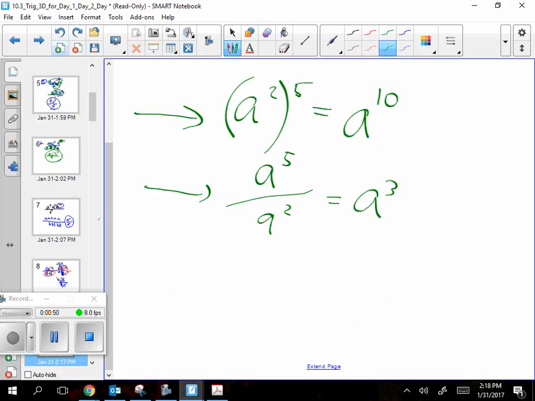And what if it's upside down, a to the second over a to the fifth? Then it will be a to the negative third. But then it's not happy. 1 over a to the third. That sums it up pretty well. Those are the main things that we needed to do.